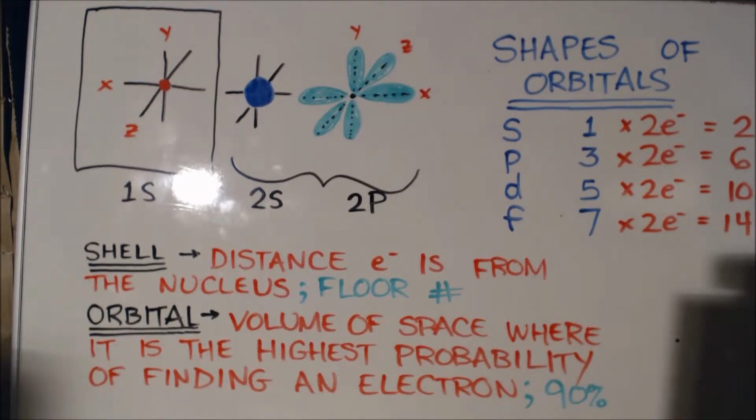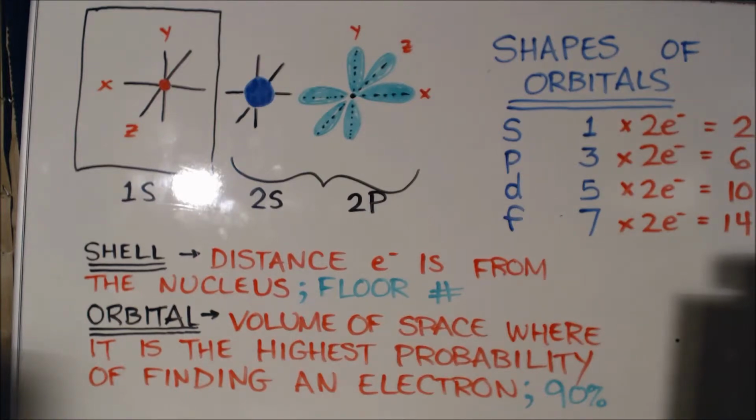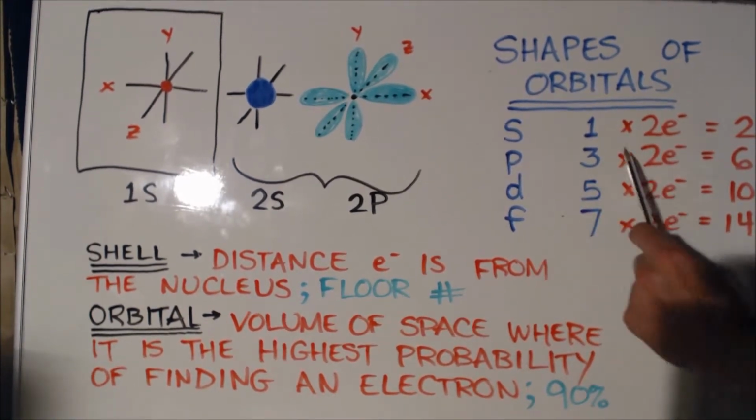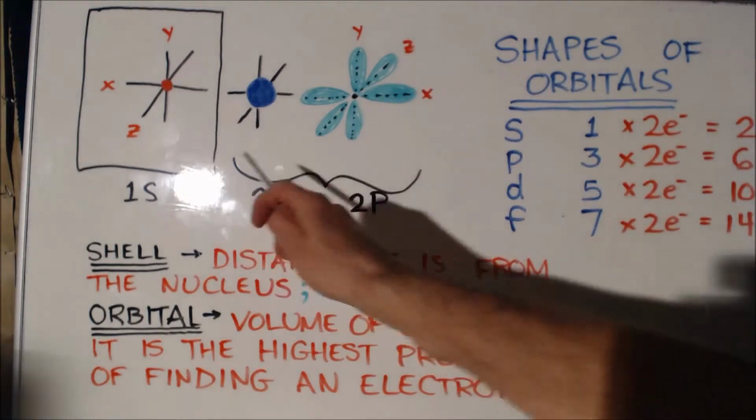That's the first shell, and it has an S, right? Each one of these orbitals can hold 2 electrons, right? So that means the S can hold 2 electrons, the P can hold 6, the D can hold 10, and the F can hold 14. Because there's 1 S orbital, 3 P's, 5 D's, and 7 F's. If they all can get 2 electrons, you just multiply. So this 1s can hold 2 electrons, right?